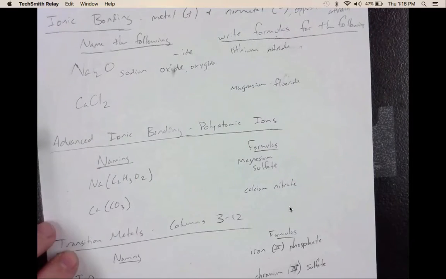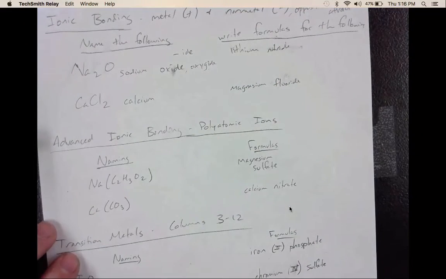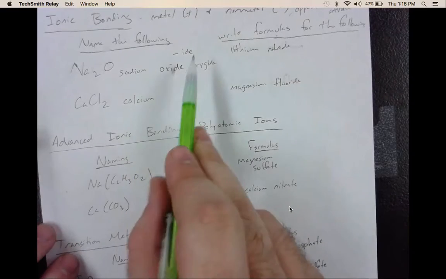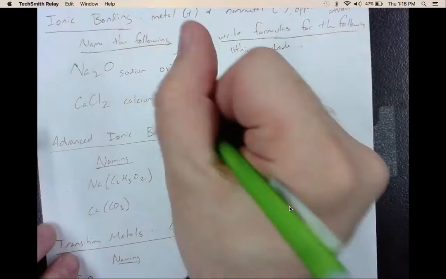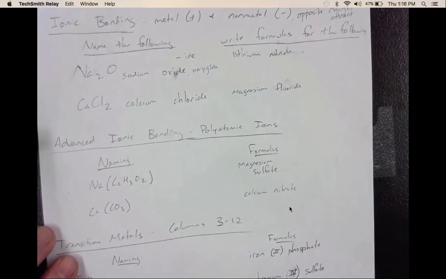So then if we look at the next example, calcium chloride, again, the first ion is positive, so we just write calcium. Next, we have chlorine. Chlorine is negative, so we have to change the ending to "ide." So this one becomes chloride. We put it together: calcium chloride.